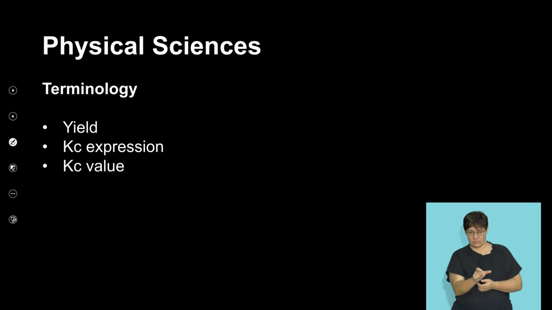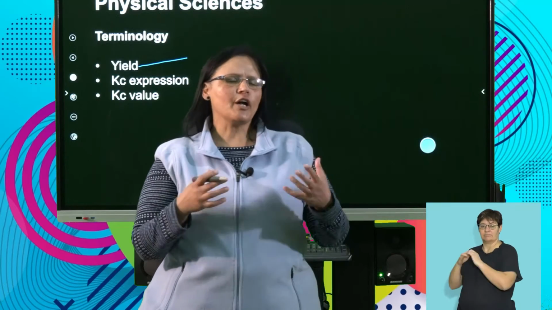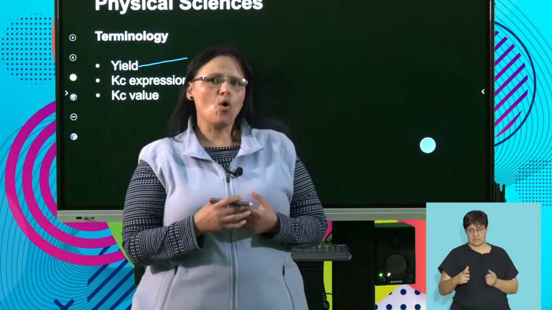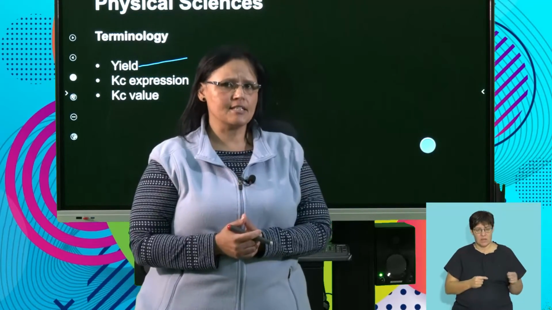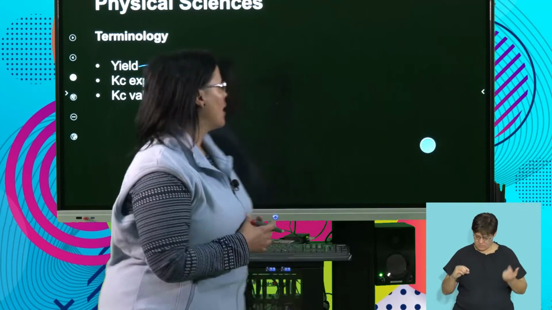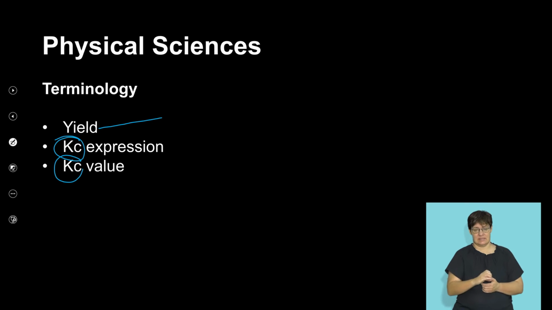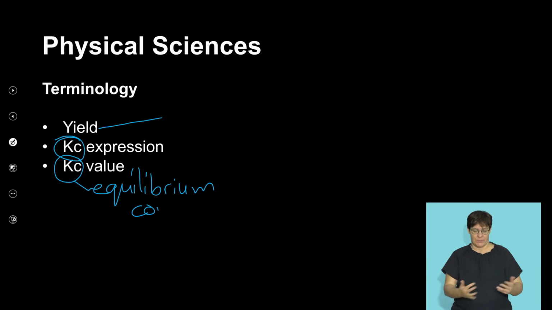The terminology that we need to think about, and what I'm going to use now, is things like yield. Remember, yield is what gets formed when reactants react. We're going to look at whether a lot formed, or whether the yield is less than the reactants, or what was put in. We're also going to look at the equilibrium constant expression, and the equilibrium constant value and how we work this value out.